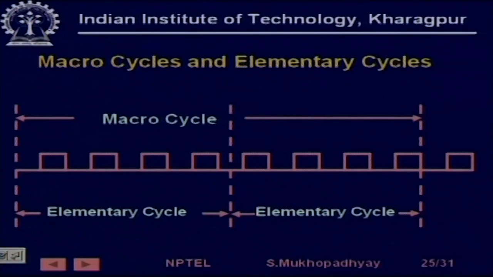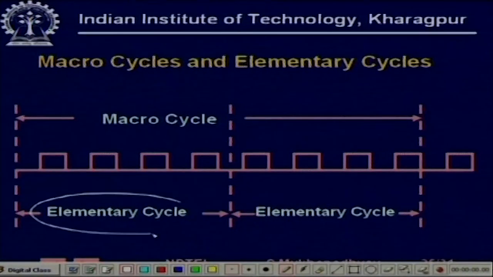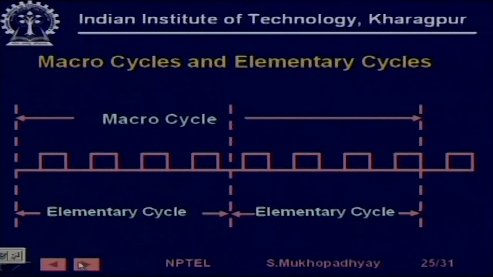The communication is organized overall into cycles called macro cycles. The macro cycle is the basic cycle over which the communication is periodic. Within macro cycles, you have elementary cycles. An elementary cycle is decided by the device which needs to communicate the fastest. Let's see the next example, and we'll understand it better.